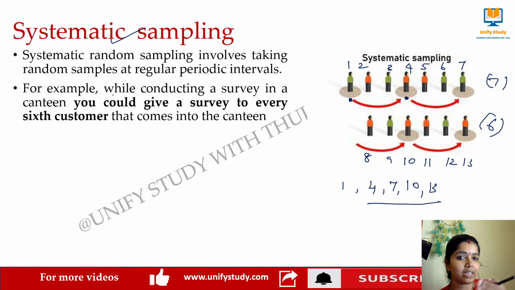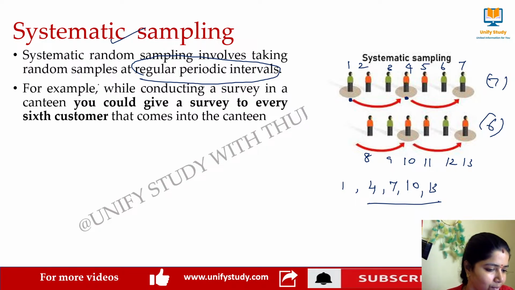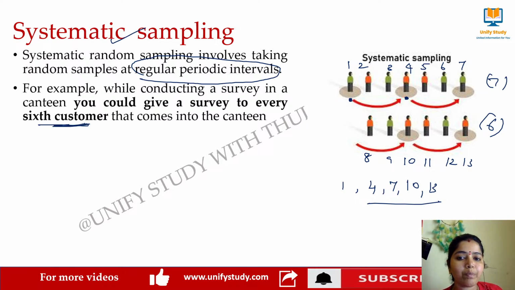When I say every third student, there is a systematic way of selecting people from the whole group. When I have 100 students, I will take every 10th student for my research, or every 20th student. This we call systematic sampling. It involves taking samples at regular periodic intervals. Regular periodic interval is the keyword. Note down this keyword.